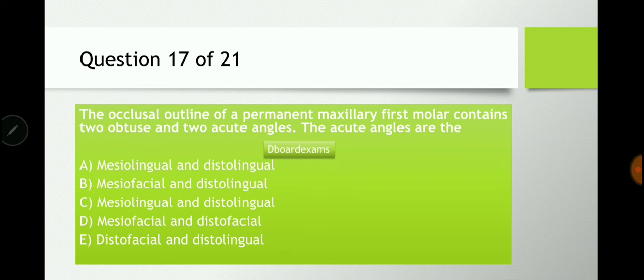So we have B, D, and E. Is it mesiofacial and distofacial, or is it distofacial and distolingual? Our answer here is mesiofacial and distolingual. So B is the answer. You have to look at the anatomy of the occlusal surface of the first molars.